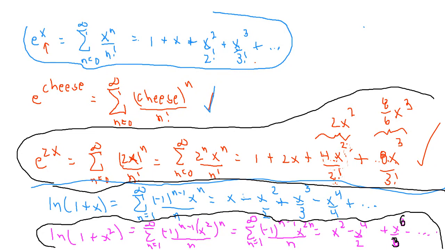Okay, this is right. That last term there for the log of 1 plus x squared should be x to the 6th power over 3. Well done. Are there any questions before I stop the recording? We'll finish up this example next Tuesday. Okay, great. I'll stop the recording.